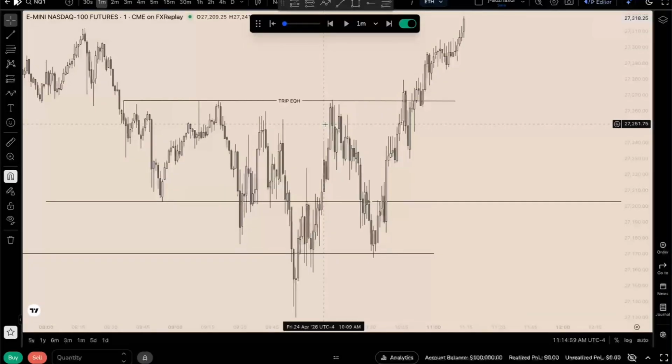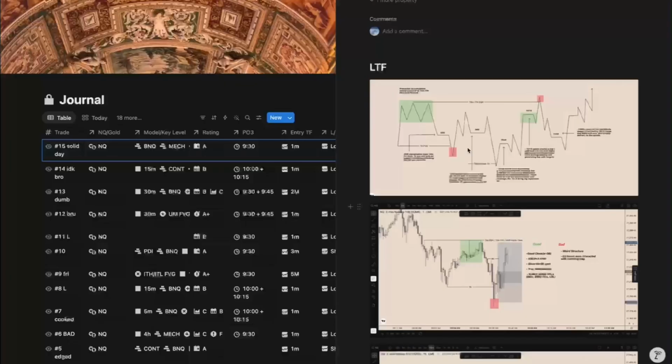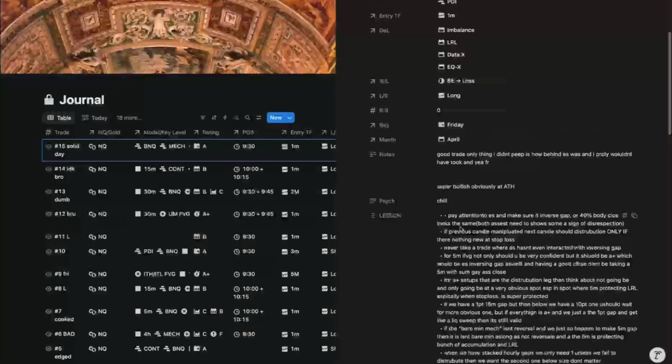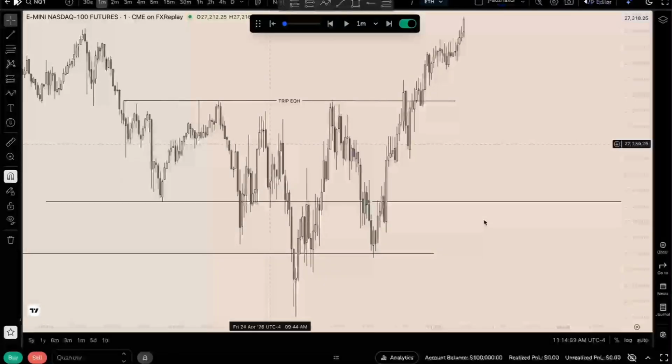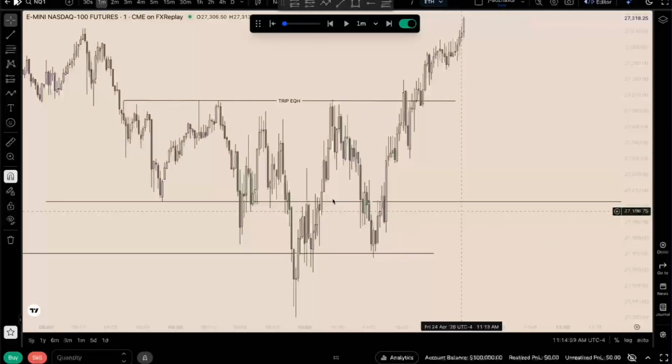But I should definitely, the big lesson was making sure that ES has either an inversion of the gap or 40% body closure, or it also looks somewhat the same. But yeah, that's the biggest thing about this trade. I still took this trade, to be honest, because it was an A setup. I could easily see this playing out.